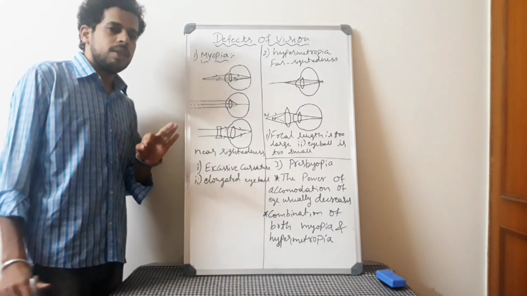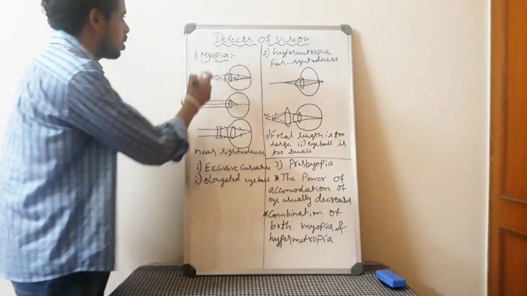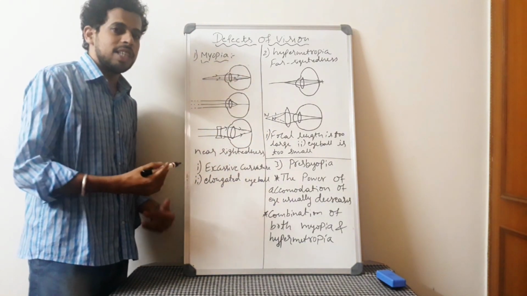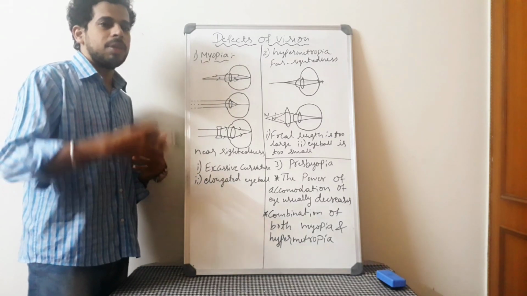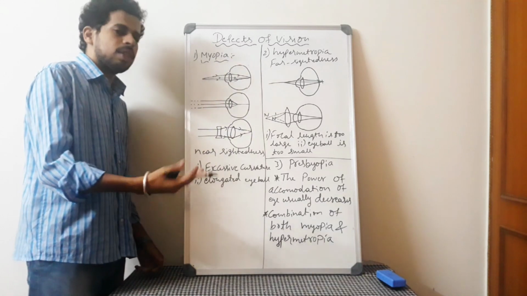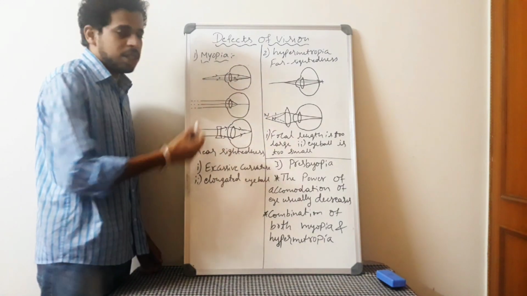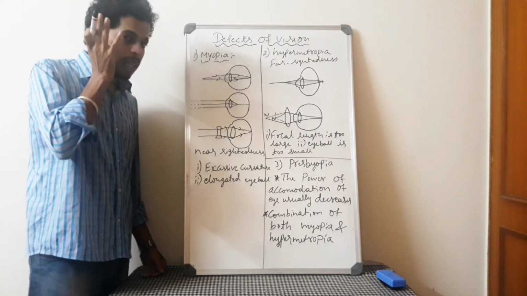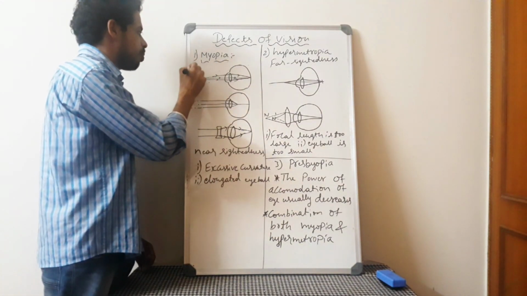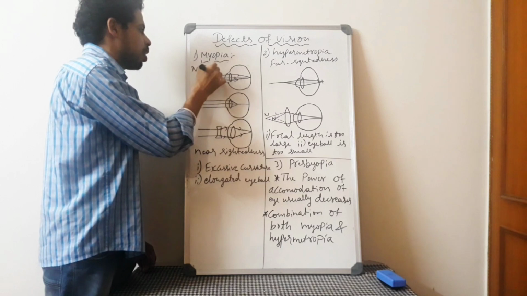We have three main defects. The first is myopia. Myopia means nearsightedness. Nearsightedness means he can see the near object but he cannot see the far object clearly. Here is how the eye structure will be and how it will be affected. Why is this happening? See, this is the normal eye.